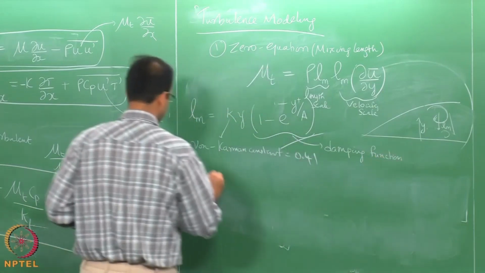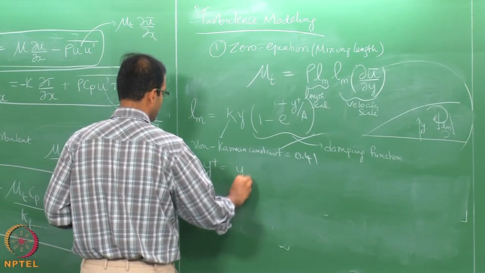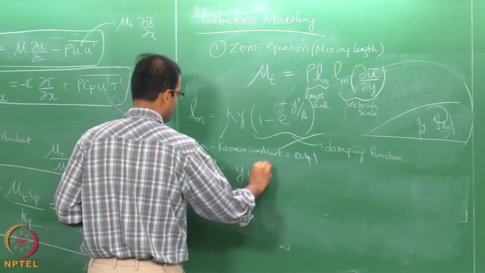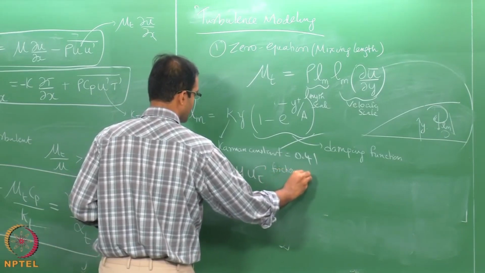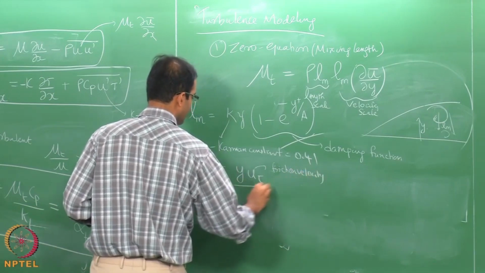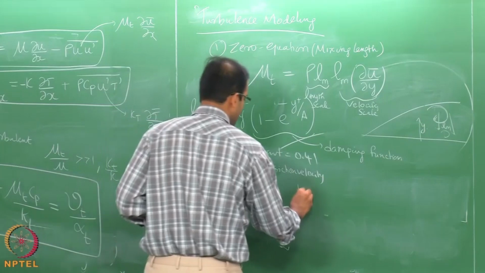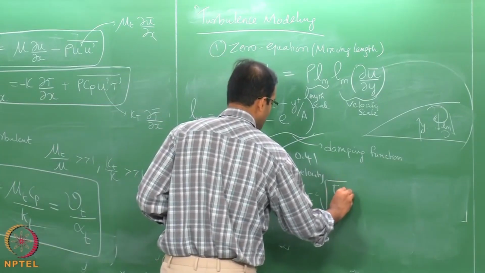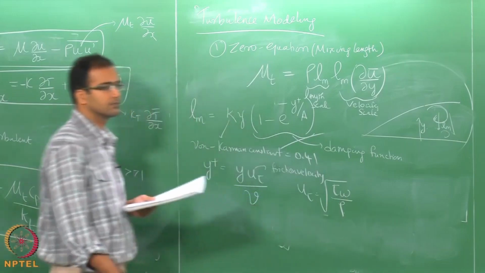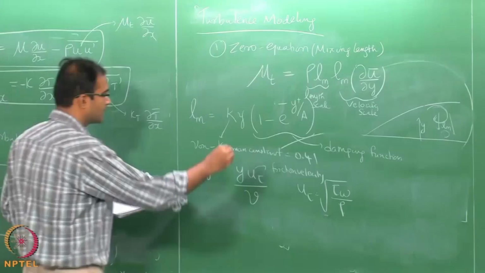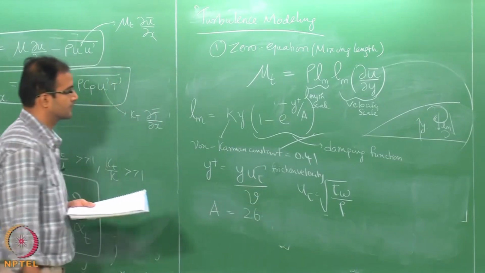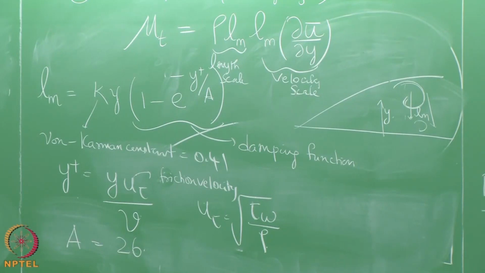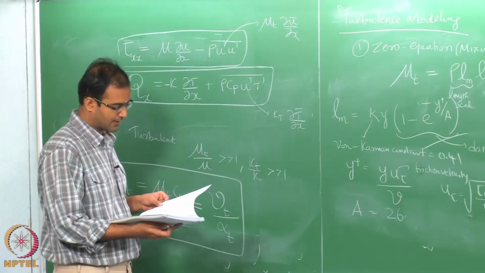So, what is y plus? y plus is a non-dimensional position, which is y times what we call the friction velocity, divided by nu. This friction velocity is nothing but the square root of wall shear stress by rho, and this constant A is nothing but 26.